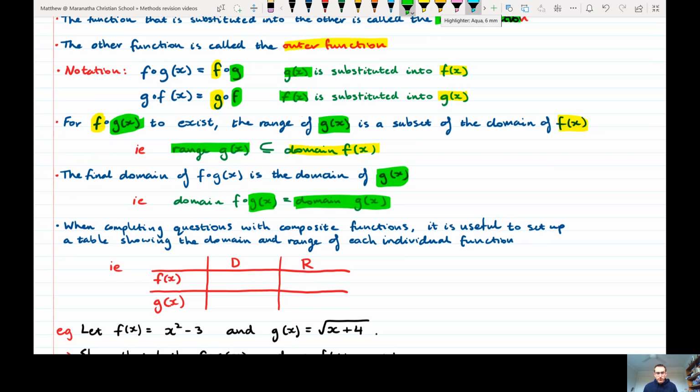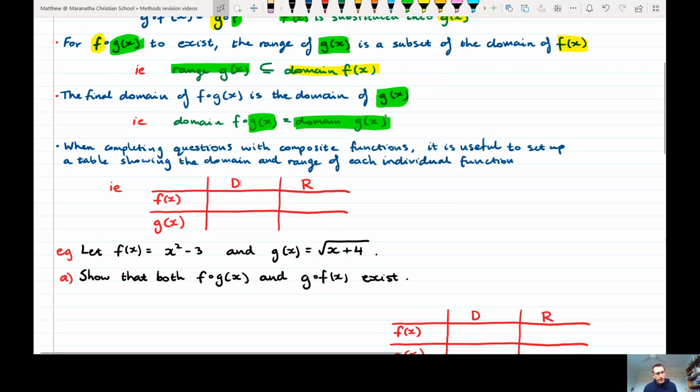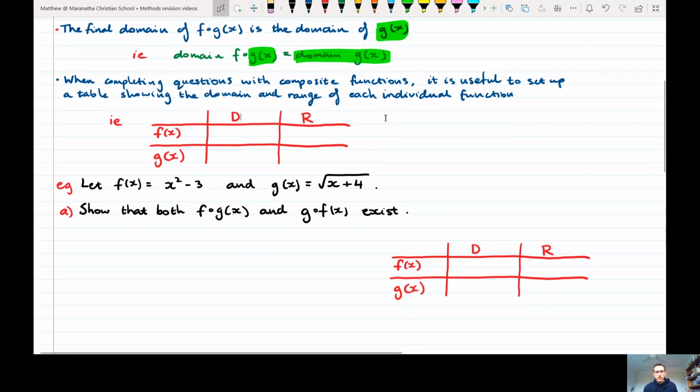When you're doing any kind of questions with composite functions, it is really useful to be able to know what the domain and range of each function is from the very start. So I suggest you set up a table like this. You do not have to, but I would always suggest to set up this table, and you can hopefully see much more readily the domains and ranges and how they might mix. So let's give it a go.